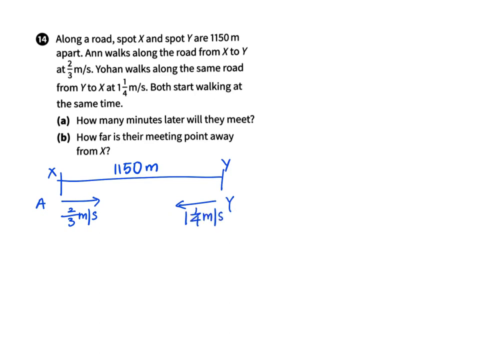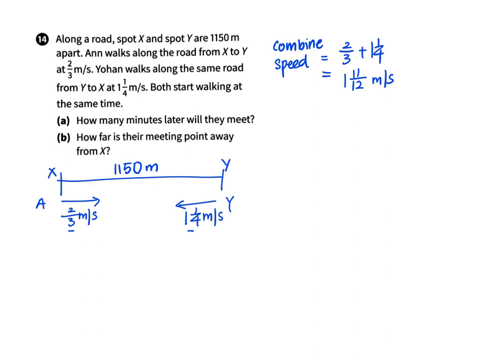Now both of them have the same units for speed. They both start walking at the same time. So if this is the case, what is the combined speed? They are walking towards each other, right? So within 1 second, N has traveled 2/3 and Johann has traveled 1¼. So the combined speed for the both of them will be 2/3 plus 1¼ meters per second. That will give me 1 and 11/12 meters per second.